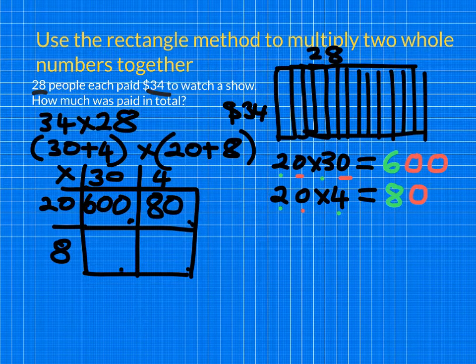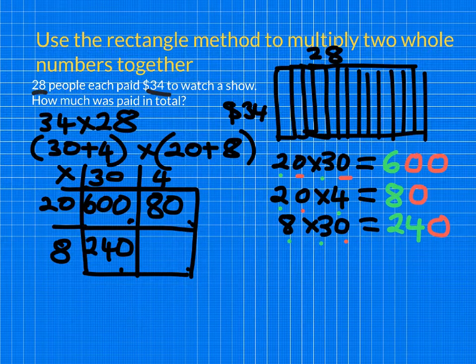In this section we're going to do 8 times 30. Let's keep it nice and simple. Doing the number part first, 8 times 3 is 24. And then we had a factor of 10 to deal with because it was 30. So we need to make sure that it's included in our answer, and that's 240. And then our final answer will be 8 times 4. 8 times 4 is 32, and that doesn't need to be adjusted.